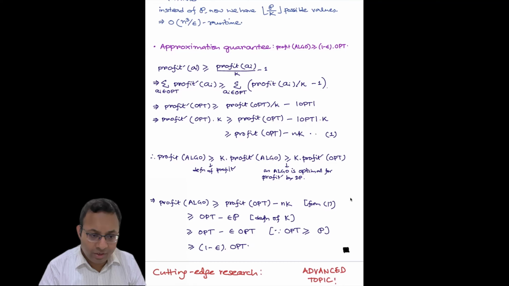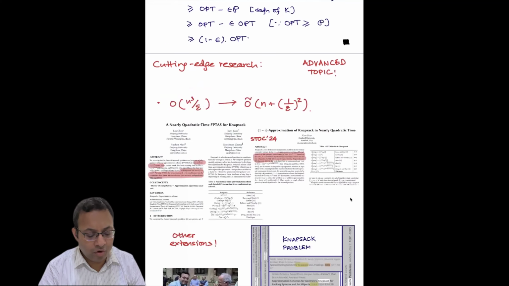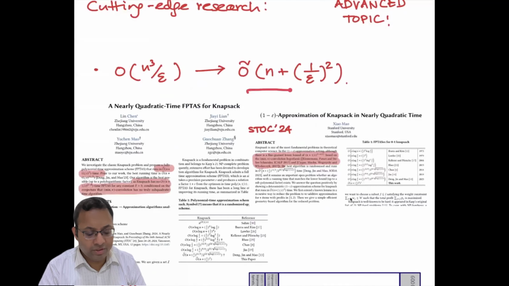And this was only the beginning of approximation algorithm FPTAS for Knapsack. There are a lot of follow-up works, and the present best is almost settled. From n cube by epsilon, now we have O tilde n plus 1 by epsilon square. And then there are multiple papers in STOC 2024 which achieve the same result. One is by Zhao Mao, the other one is by Chen, Lian, another Mao, and Zhang.